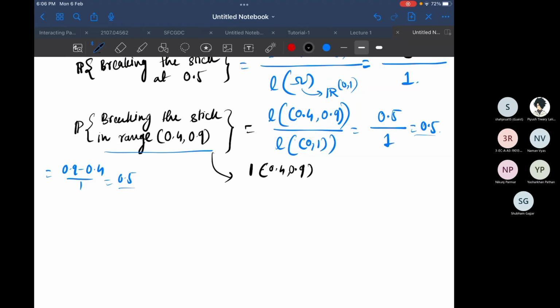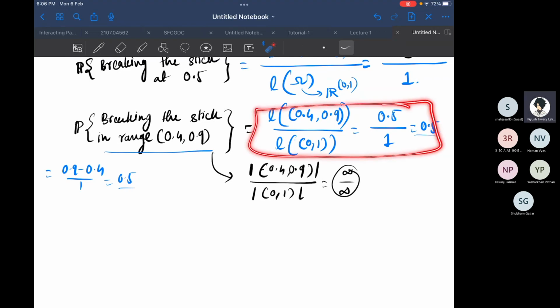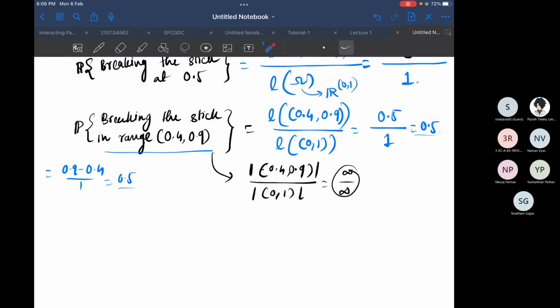upon the cardinality of 0 to 1. Now, this is infinity, because there are an infinite number of real numbers between these, and this is infinity as well. And this does not make sense. Whereas in this framework, it is much better and much more elegant, and you can do stuff with it.